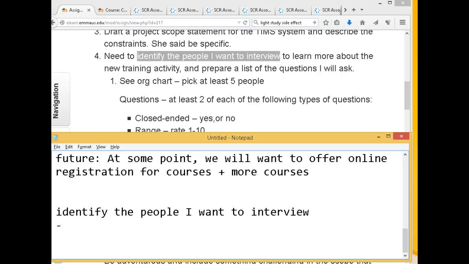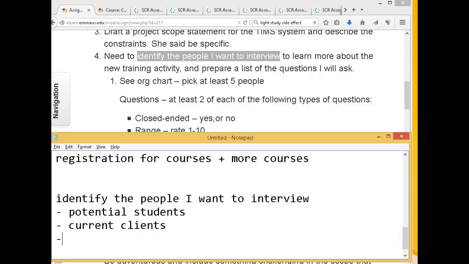So yeah, you can say potential students. We have our current clients, right? What other possibilities? I'm looking at our org chart. Yeah? I think so. Well, let's put it down and then think of questions for them.